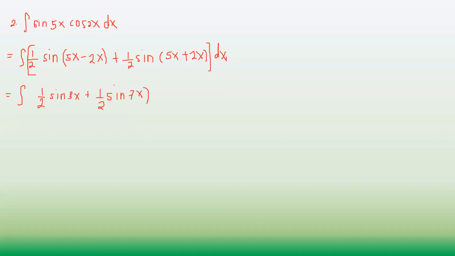Sana natin dx. Gaya kanina, paghihiwalay nyo yan, kasi ito ay sum. First function, second function, pwedeng paghiwalayin sa integration. Property yun, number 5. Okay, so we have the integral of 1/2 sine 3x dx plus the integral of 1/2, and we have sine 7x dx.